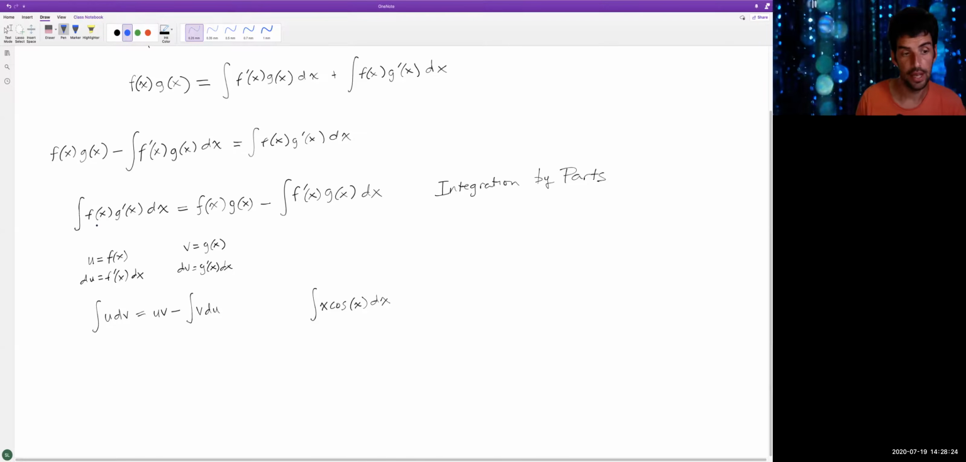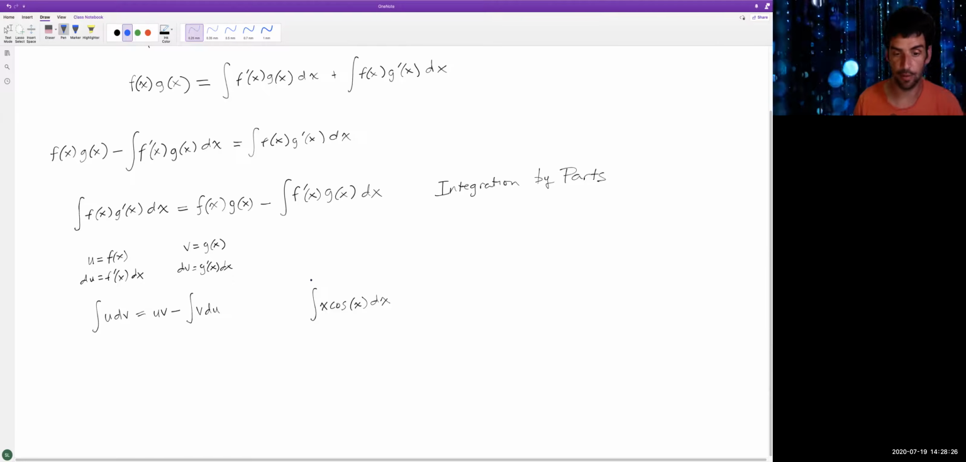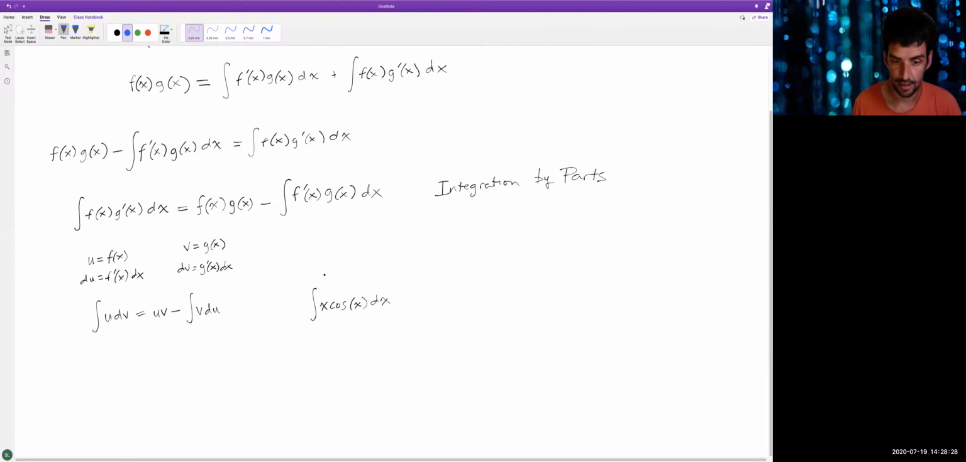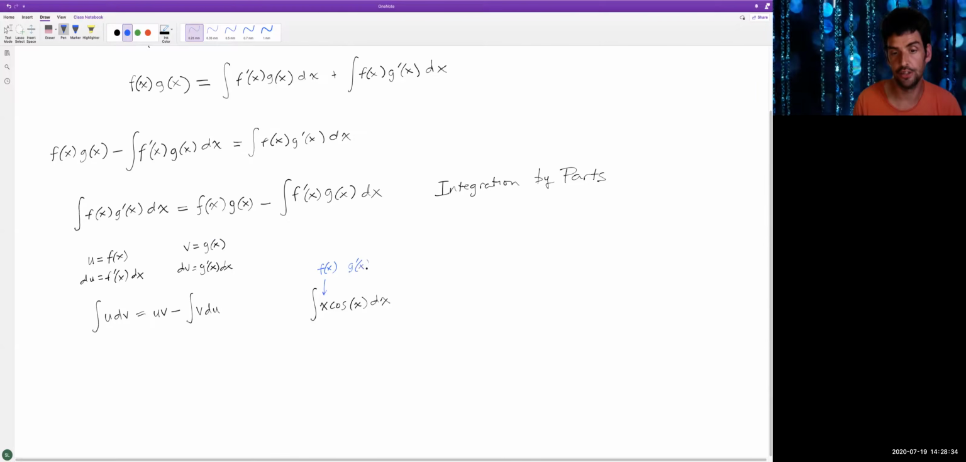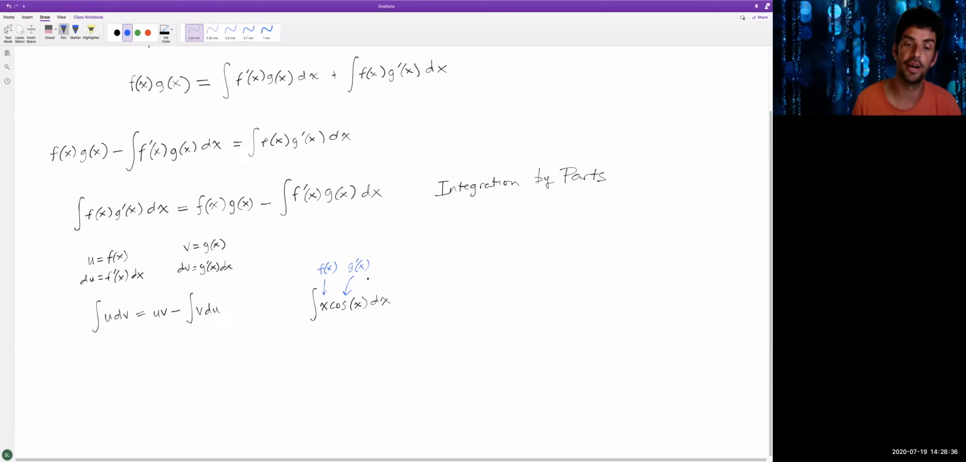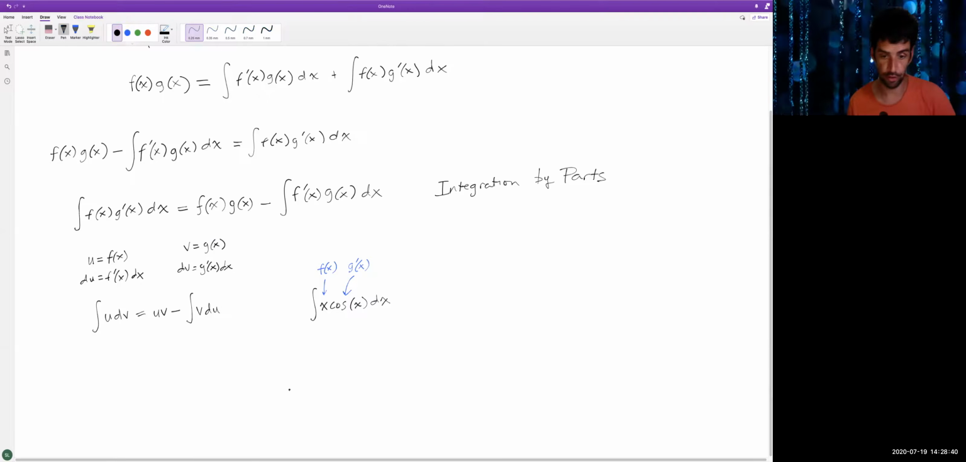However, if I think of, I'm going to let x play the role of f of x and g prime of x be played by cosine of x, okay? So let's write down what this means.